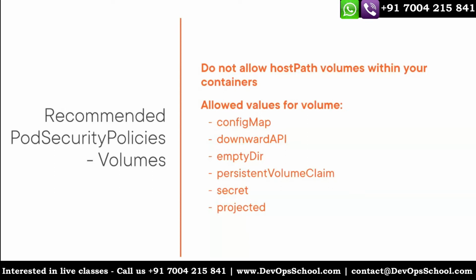So here are some of the security examples like pod security policies: do not allow host path volume within your container, but allow values for volumes for the pod: config map, downward API, empty dir, PVC, secret and projected. So here it is allowed and host path is not allowed.